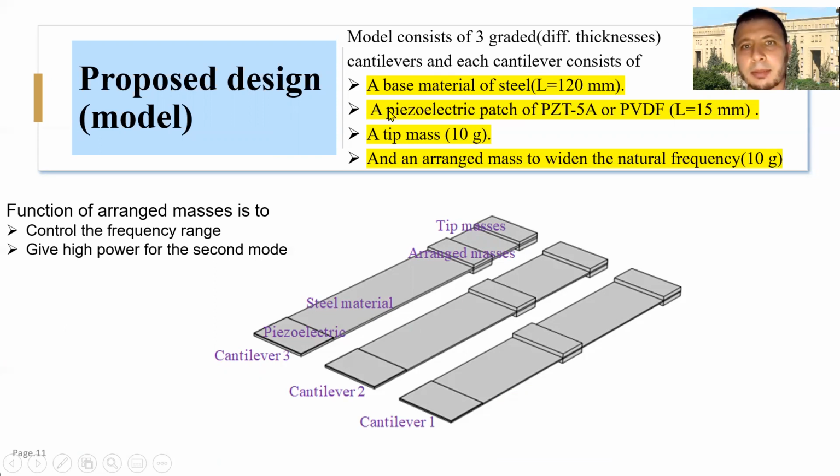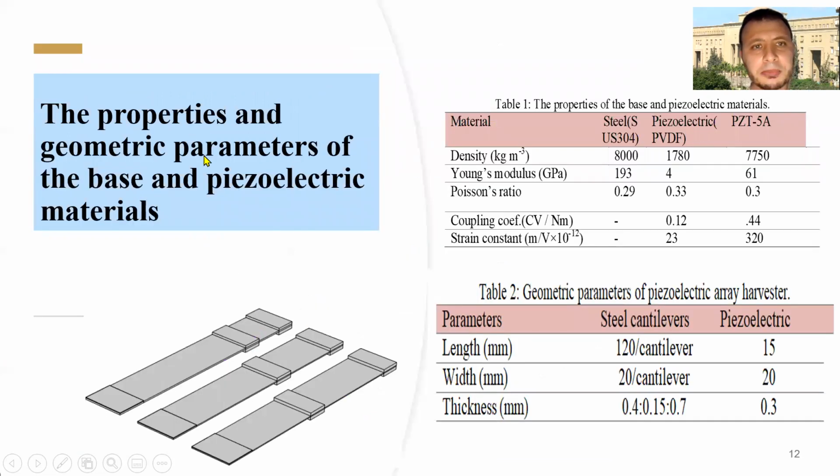material of steel, a piezoelectric patch of PZT-5A or PVDF, a tip mass, and arranged masses to widen the natural frequency. The function of the arranged masses is to control the frequency range and give high power for the second mode. The properties and geometric parameters of the base material and piezoelectric materials: Table 1 shows the properties of the base and the piezoelectric material. Table 2 shows geometric parameters of the piezoelectric array harvester.